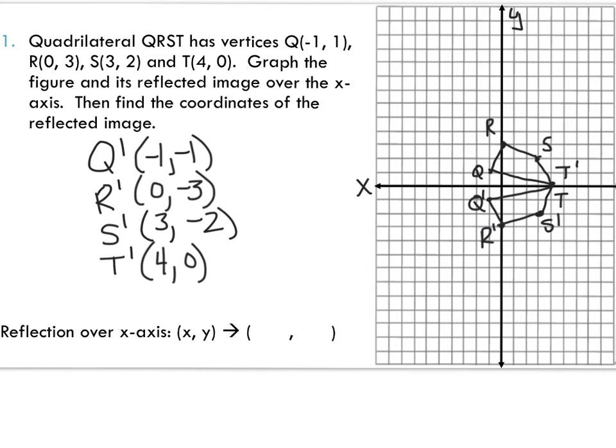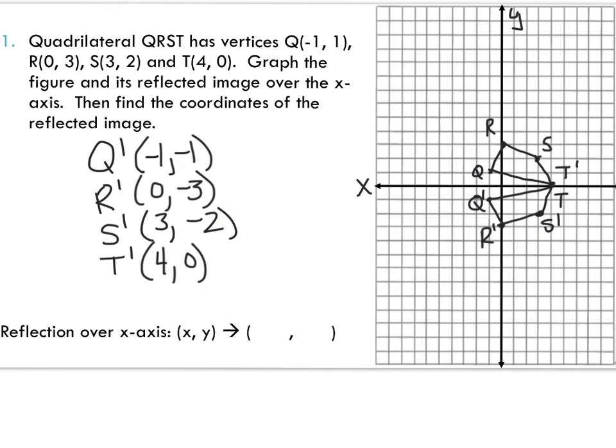Maybe you didn't quite see what was going on, but if you look at all of your x values, all of our x values stay the same when we are reflecting over the x-axis. But when you look at your y values, it was a +1, now it's a -1. It was a +3, now it's a -3. For the S, it was a +2, now it's a -2. And of course 0 is not going to change with that.